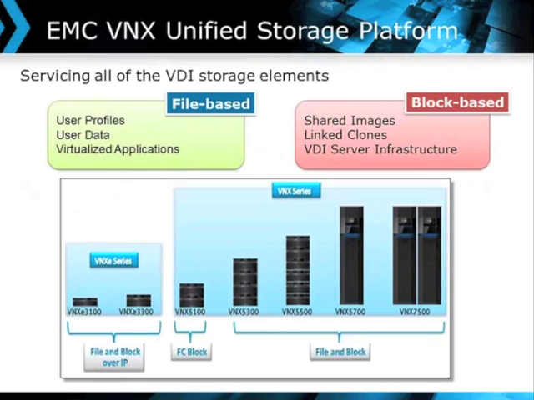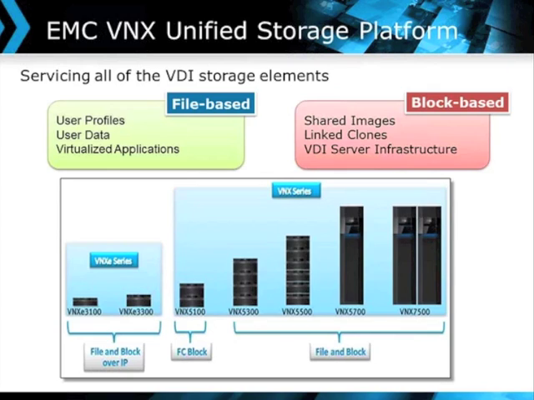So let's look at this slide in a little bit more detail. If you notice, there's the VNX Series and the VNX E Series, right? The VNX E Series is a little lower on the food chain than the VNX. The VNX E is strictly a file and block over IP unit. So basically it's connected either via a 1 gig connection or a 10 gig Ethernet connection.